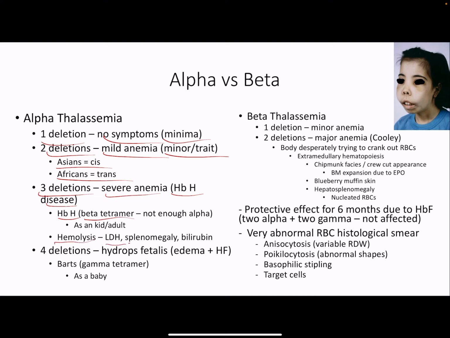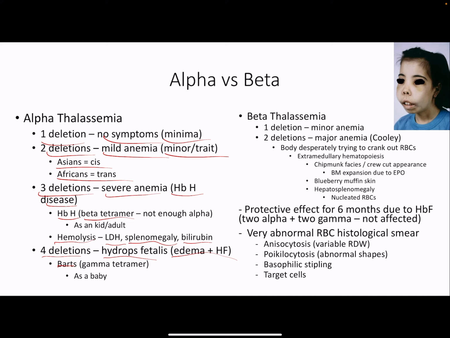LDH increases, the spleen tries to eat them up, so you get splenomegaly, and when they spill their guts into the bloodstream, the heme gets converted to bilirubin, and so the bilirubin levels go up. You could get things like jaundice. Now, if you have 4 deletions, this is incompatible with life. Hydrops fetalis, massive edema, and heart failure for the baby. You have something called now the Bart's tetramer.